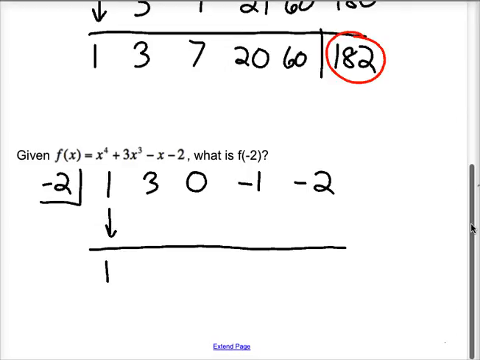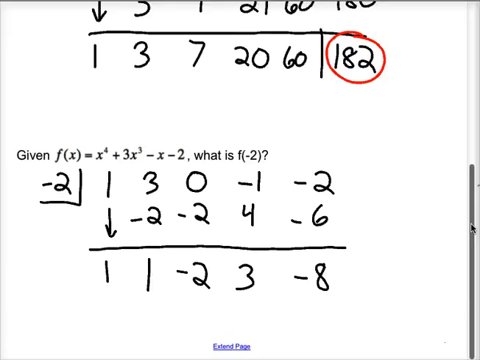Pull it down, multiply by the negative 2, and add. Repeat through to the end. And again, this is called the remainder theorem because you were wondering what you would get if you plug negative 2 into the function. The answer is the remainder.